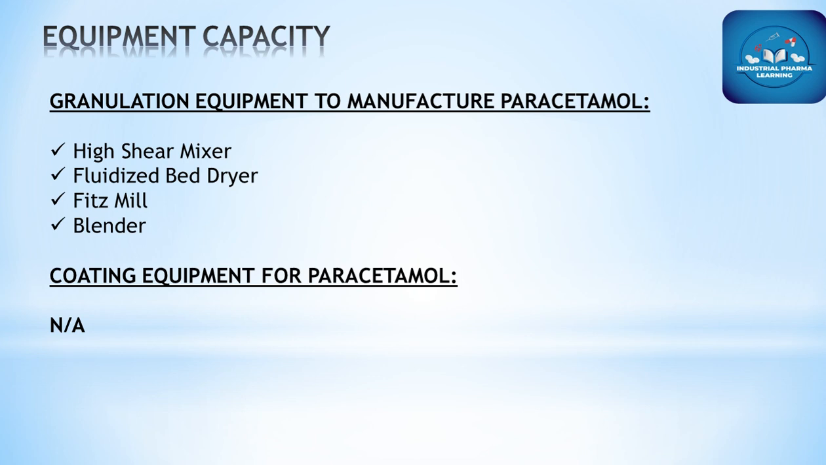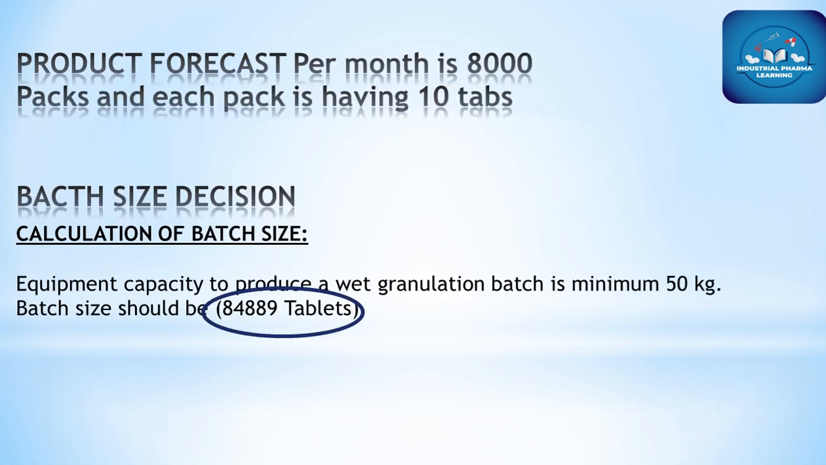These are the granulation equipment: high shear mixer, fluidized bed dryer, Fitz mill, blender. In order to decide the batch size, we have to see the capacity of each equipment. Here in this case, we assume that we have a capacity of minimum 50 kg.